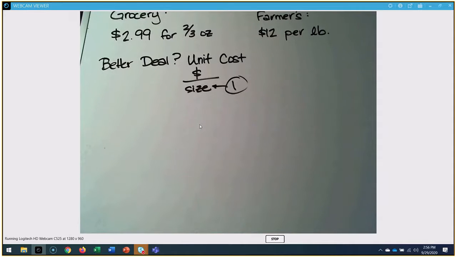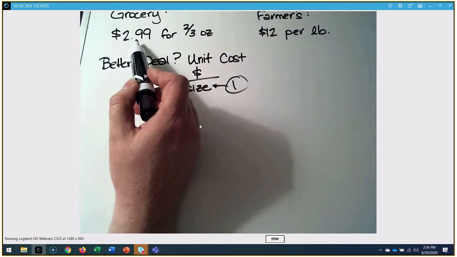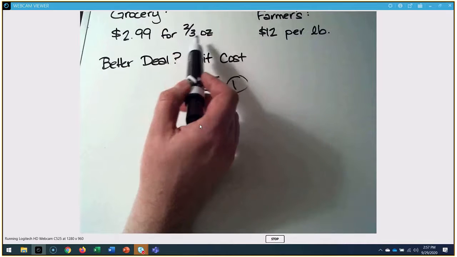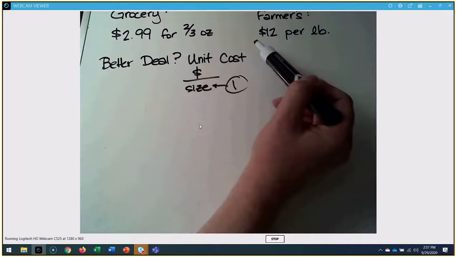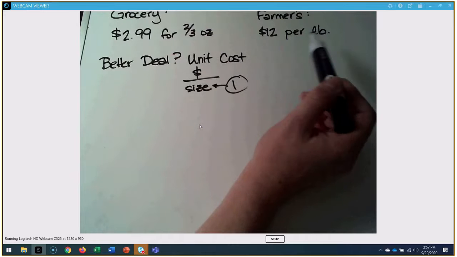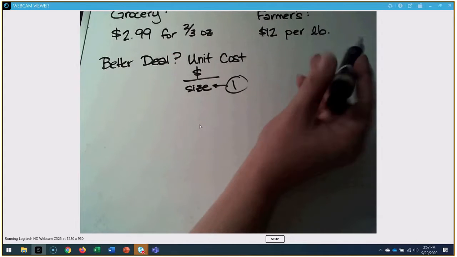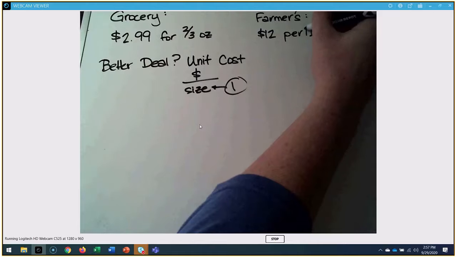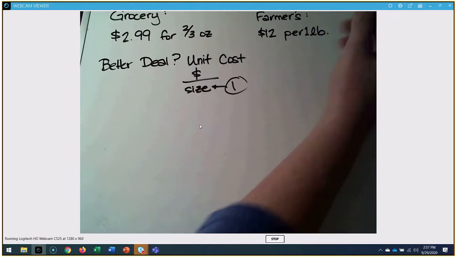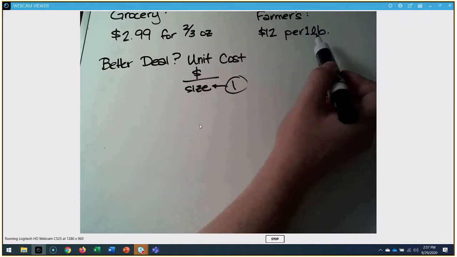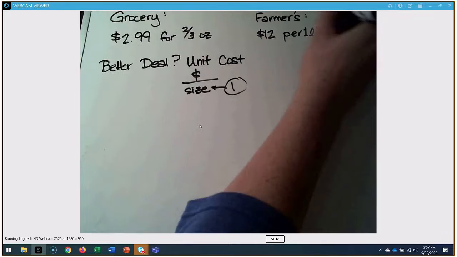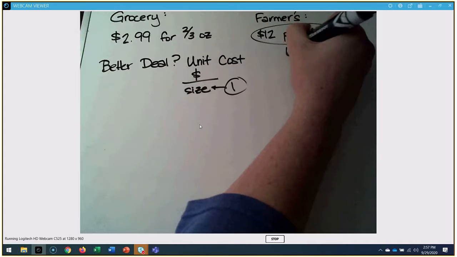So let's take a look and see what we've got. We've got $2.99 for 2/3. 2/3 is not 1. And then we've got $12 per pound, which does mean 1. When you don't see a unit, that means there's a 1 there. So this is already a unit price or a unit cost.